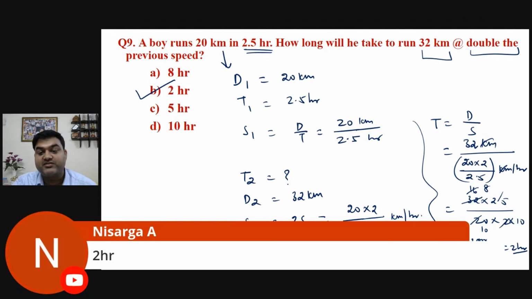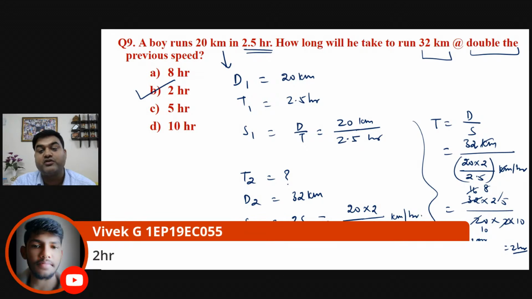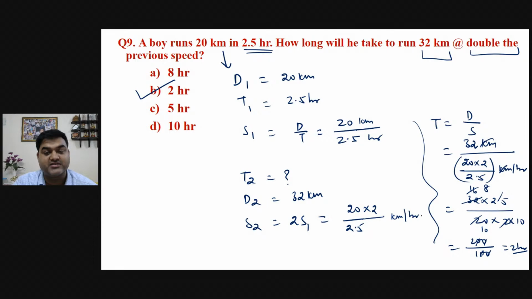Maruti has got the right answer. Nisarga has got, Bhuvana has got, Vivek has got. Wonderful. You guys have got the right answer. Hope everybody understood how to find this sum.